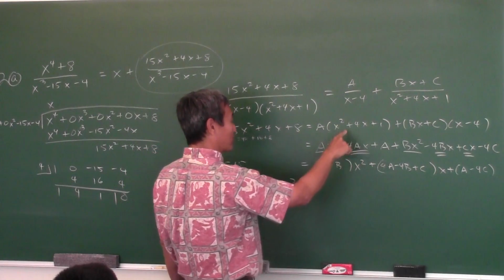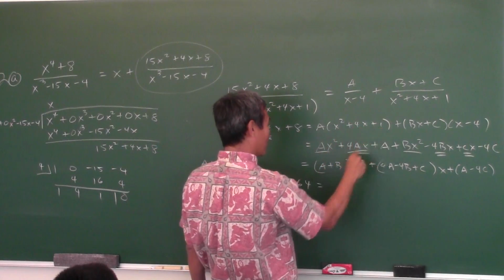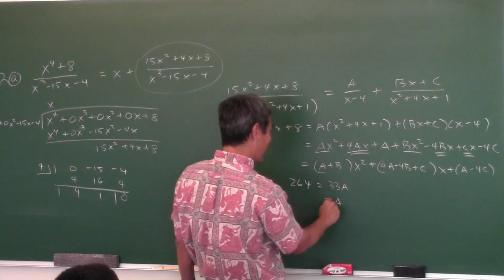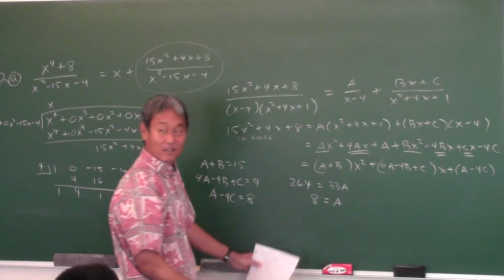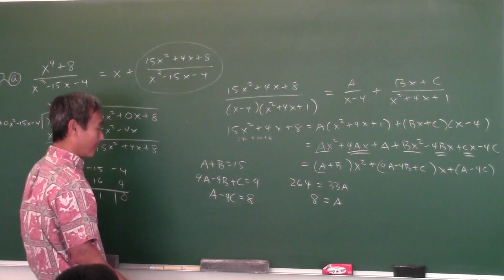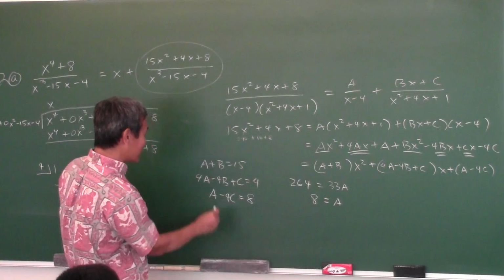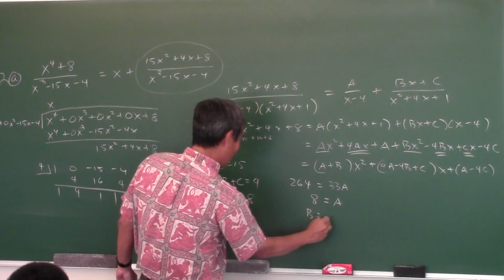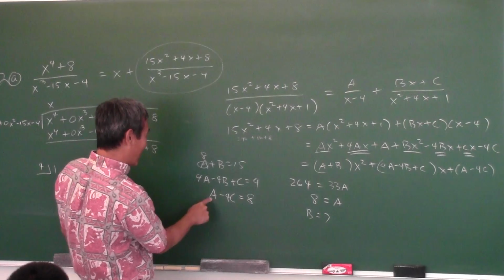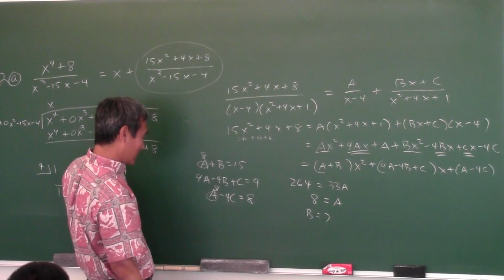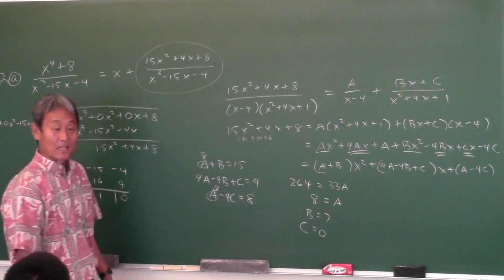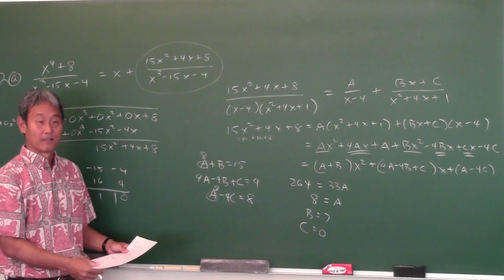264 is equal to, plug in 4 here, 16 plus 16 plus 1, 33a plus 0. Therefore, a is 8. See, single digit integer. And then once you get 8, look how easy this is. Once a is 8, what is b? B is 7. And once you figure out a is 8, what is c? C is 0. And there you go. That's what you call hybrid.